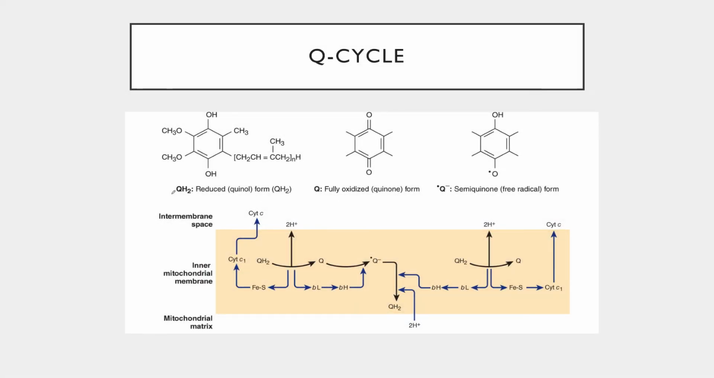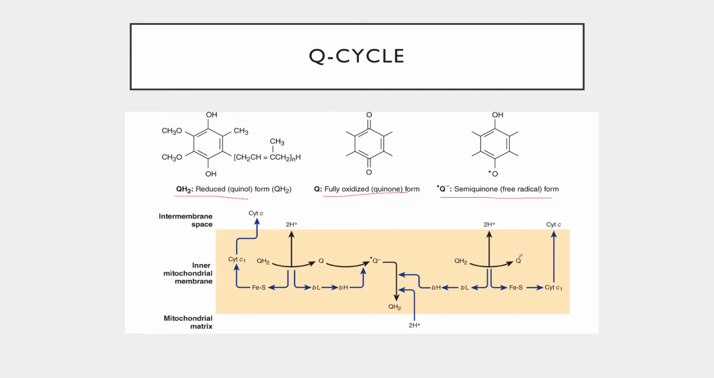So now let's look quickly at the Q cycle. And if we remember, Q is one of our mobile components of the respiratory chain. It can be found in 3 different forms. The fully reduced form, or quinol, is denoted here as QH2. This molecule carries 2 protons and 2 electrons. You have a fully oxidized quinone form, or Q, which has lost both electrons and both protons. And then the semiquinone, which is a free radical that's formed only transiently in this cycle.